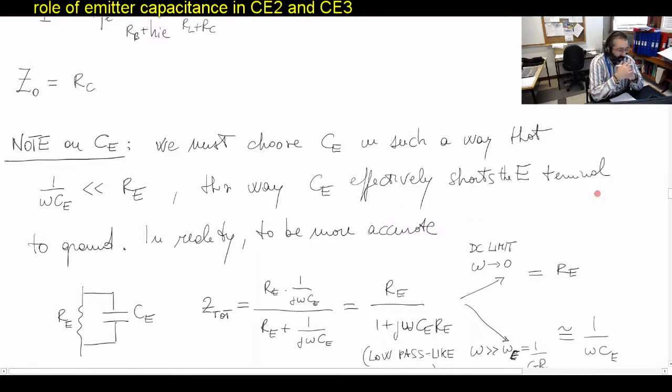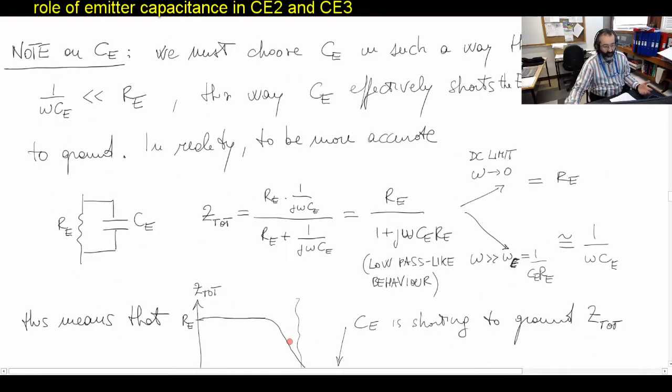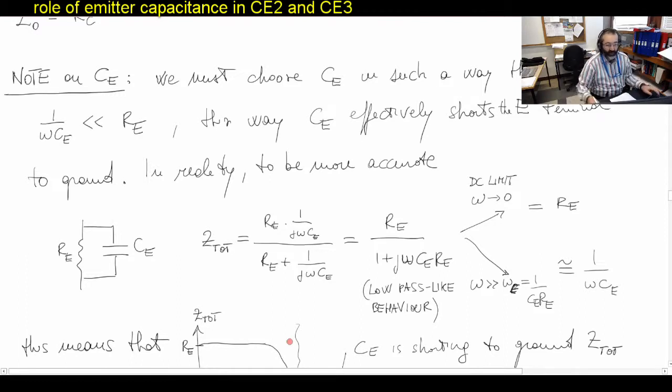Now, to be more accurate, what we should consider is that RE in parallel to CE has a certain impedance. The total impedance is given by this formula, the parallel of these two components. So the total impedance can be written in this way. As we see, in the DC limit, that means omega goes towards 0, this term becomes negligible as compared to 1, and so the total impedance is effectively RE. And that's what we did previously when we were looking at the DC analysis.